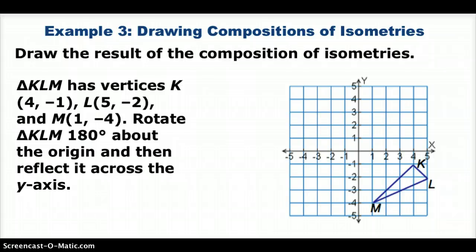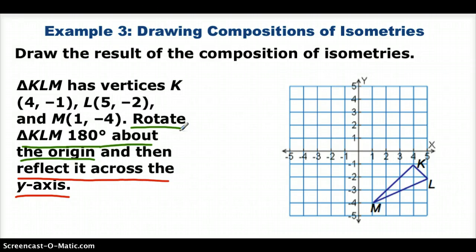Triangle KLM has these vertices. It first asks us to rotate 180 degrees about the origin, and then it asks us to reflect it across the x-axis. Remember, we're just going to start here with x and y. When we rotate that 180 degrees about the origin, we end up with negative x and negative y.